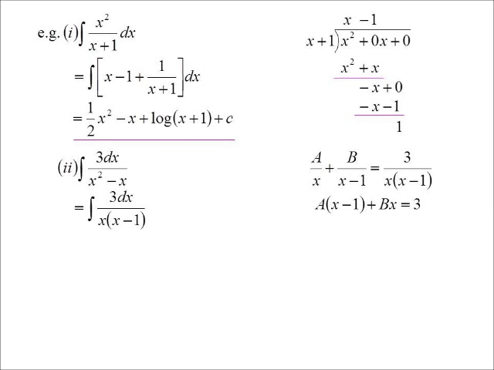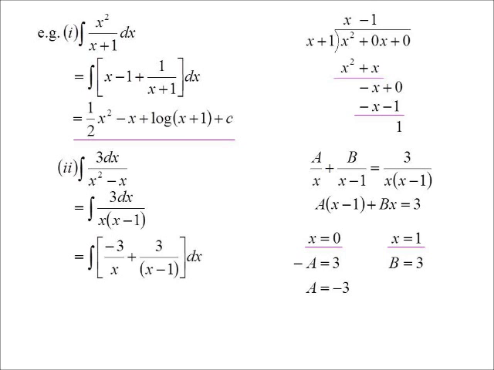Now, a sensible substitution here would be x equals 0, because it's going to make the b disappear. And so straight away I'll get, a is negative 3 when I substitute in. I suppose the next logical substitution is x equals 1, because that's going to make the a disappear. And that gets me b equals 3. So I now know, okay, a is minus 3, b is 3.